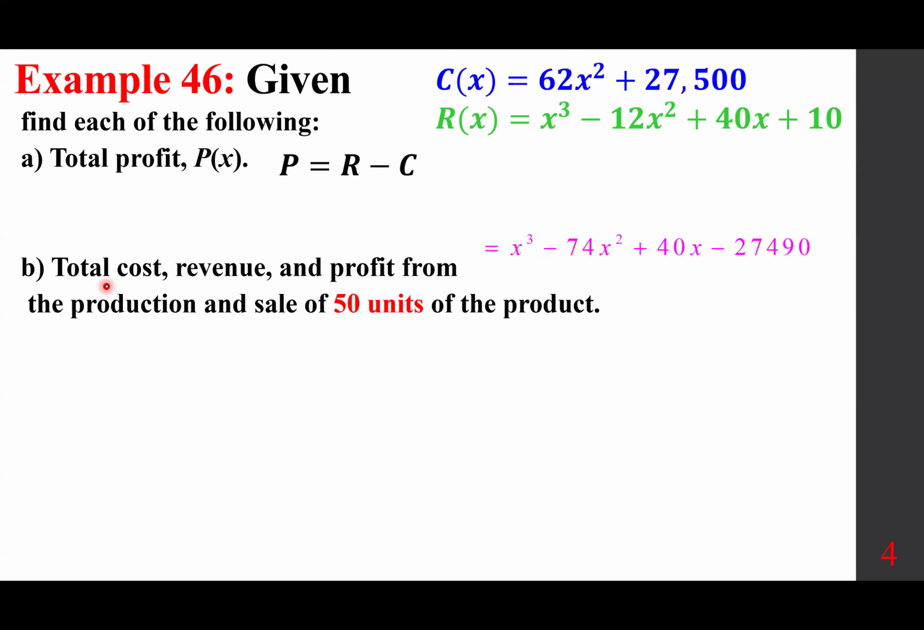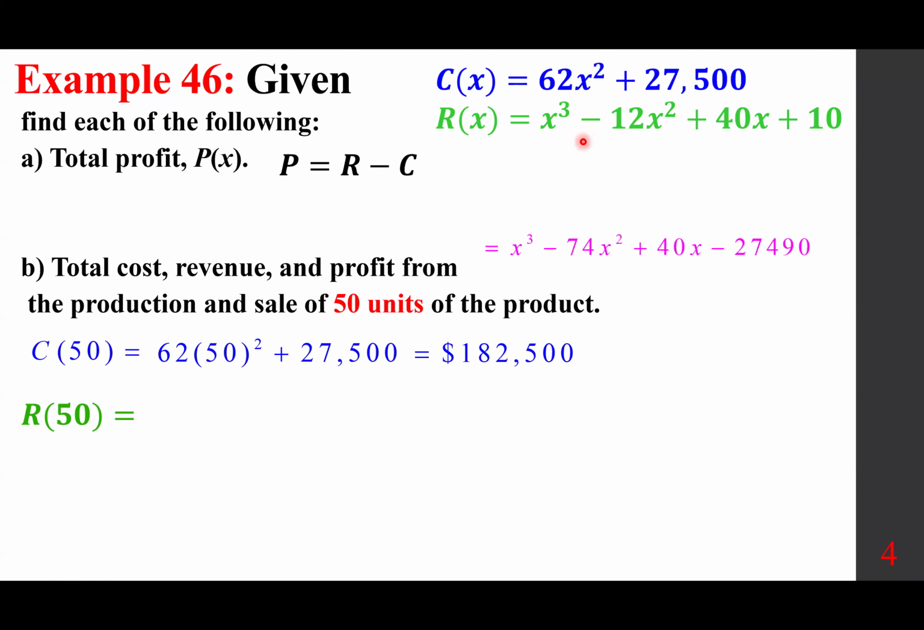Now, let's find the total cost, revenue, and profit from the production and sale of 50 units. Elementary algebra. So replace the x in each case with the number 50. So C of 50. Let's replace it right here. Put it into a calculator. 62 times 50 squared plus 27,500 gives you 182,500.